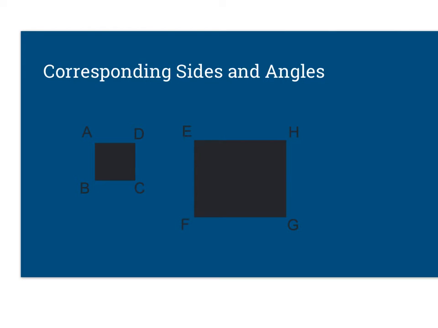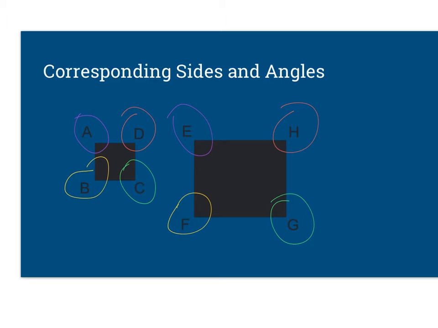Here we have two similar squares. In similar squares, they have corresponding sides and corresponding angles. It means the sides and angles are in the same place in each figure. So, for example, A and E are corresponding angles because they're in the same place. Likewise, B and F are corresponding angles. D and H, G and C. These are all corresponding angles because they're all in the same place.